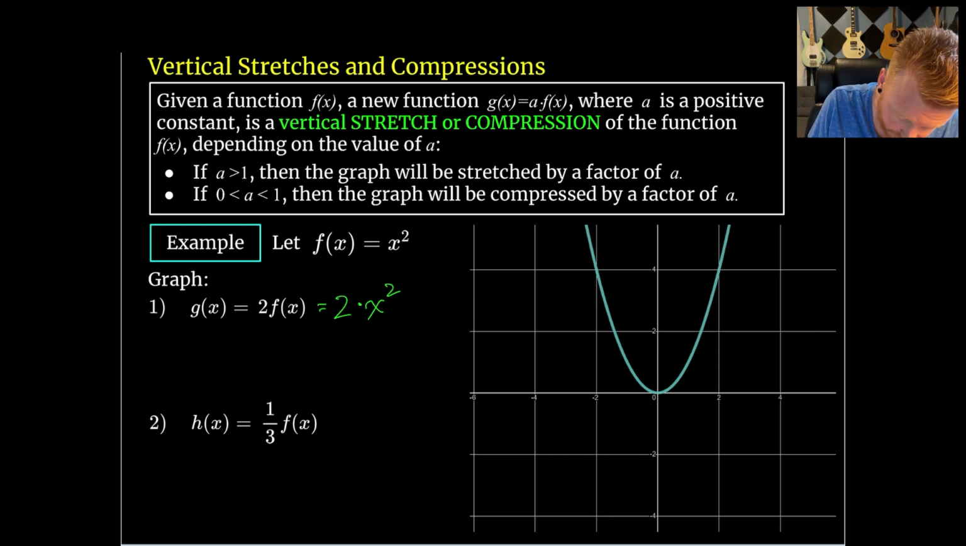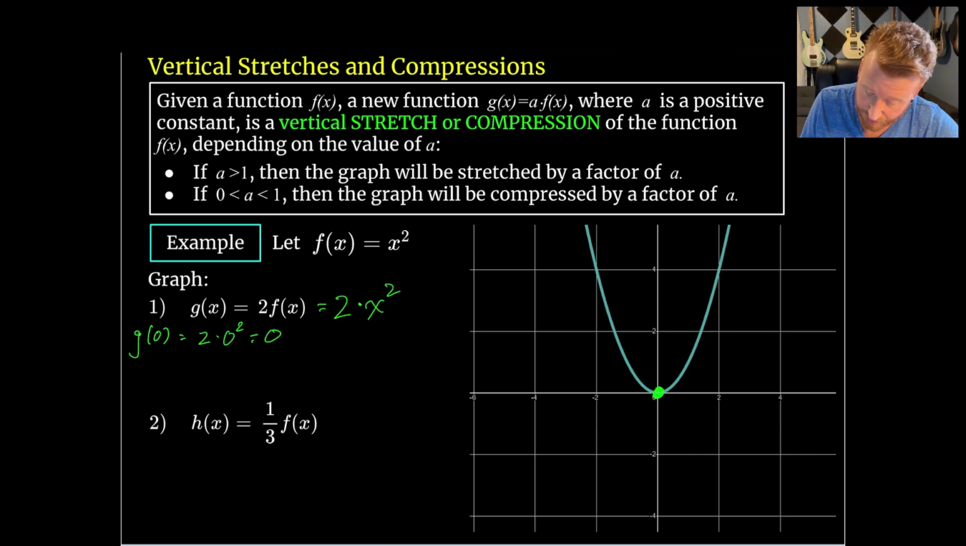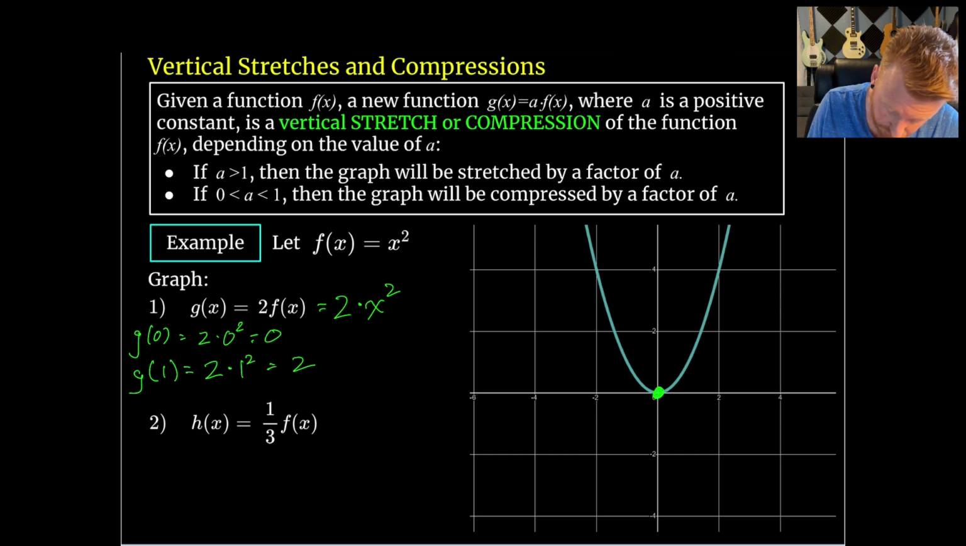Maybe uninterestingly, if I look at g of 0, well, this gives me 2 times 0 squared, which is still just 0. So we notice that this point actually stays in the same spot. But let's take a look at g of 1, which is going to give me 2 times 1 squared, which is 2, which means at 1, we did have the point here, but it has been stretched up to 2. And we have symmetry here, so we'll get another one on this side.